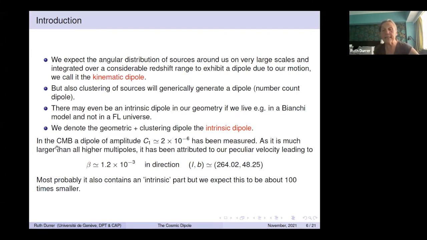As we have already said, the CMB dipole is very well measured, and if we attribute it entirely to our peculiar velocity, the peculiar velocity is about 10 to the minus 3, and also its orientation is very well known. According to standard lambda CDM, there should be an intrinsic part also in this dipole, but the intrinsic part should be about 100 times smaller. So in the number with 5-6 digits, which I showed a few slides ago, this intrinsic dipole should also be contained and should come roughly in the third decimal or something like that. But the dominant bulk part should be due to the kinematic dipole.